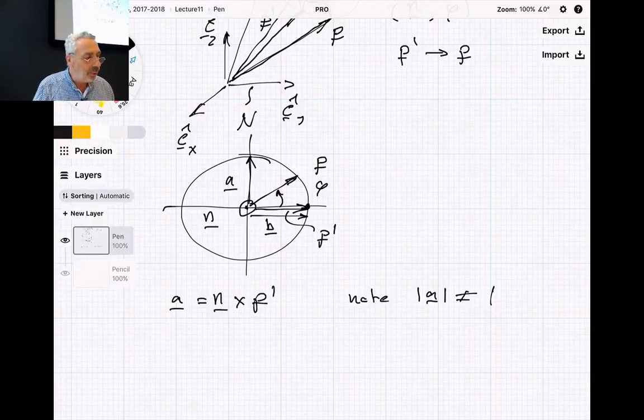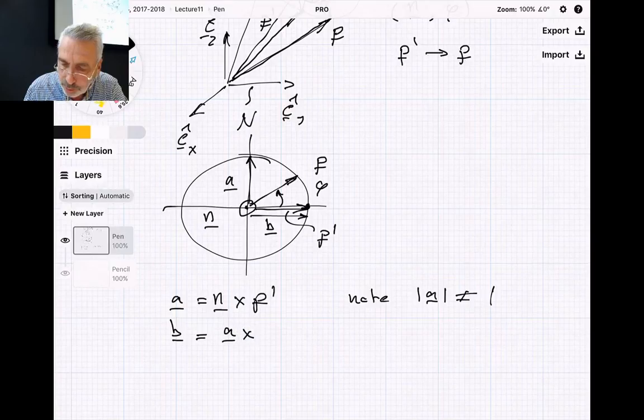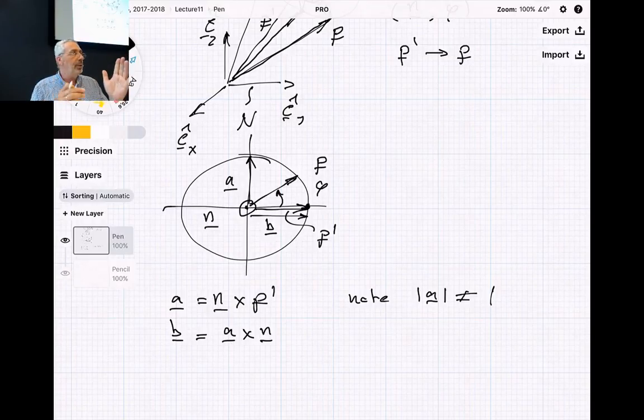Yeah, there are various ways to say that. If I do A cross N, I get B, I think. Yeah, but you can do a lot better. So A cross N. Yeah, I get the B vector. So now I have my two base vectors, and with those A and B vectors, I can now travel starting from P prime to P.